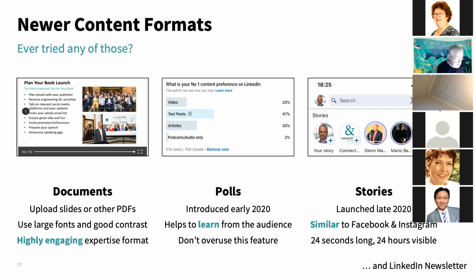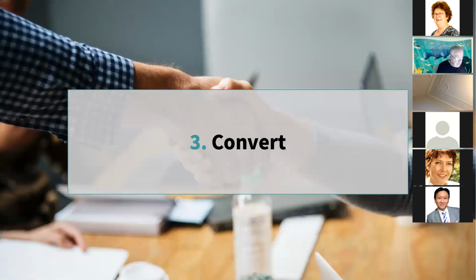And we have the LinkedIn newsletter. So it's 8 different formats which are out there. As soon as there is a 9th one, I can make a full third slide for that. So let's look into, when we have the content that follows our strategy, how can we convert that?